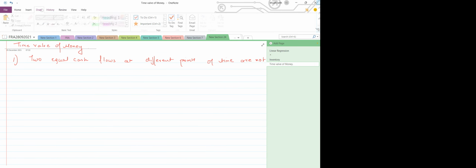Guys, basically, what time value of money is that two equal cash flows at different points of time are not equal. This is time value of money. In short, two equal cash flows at different points of time are not equal.